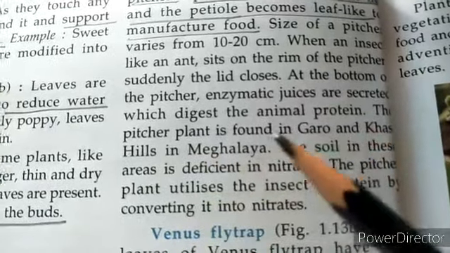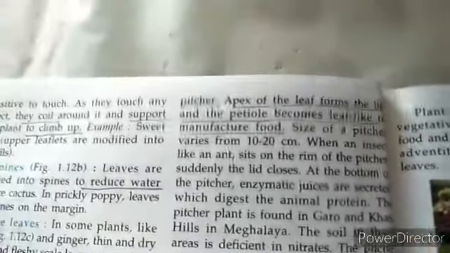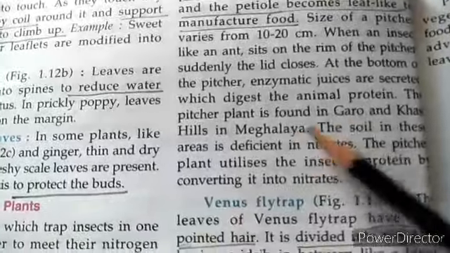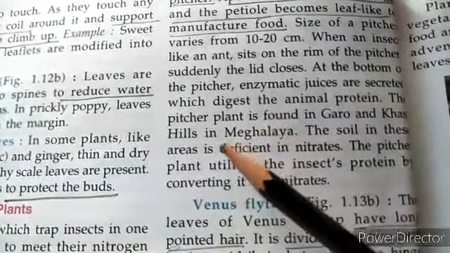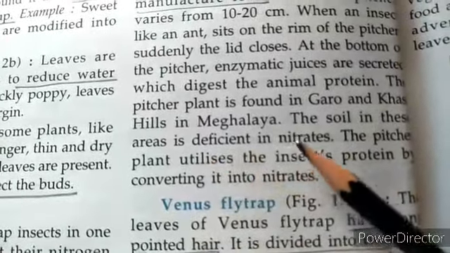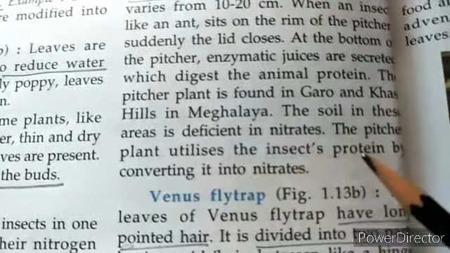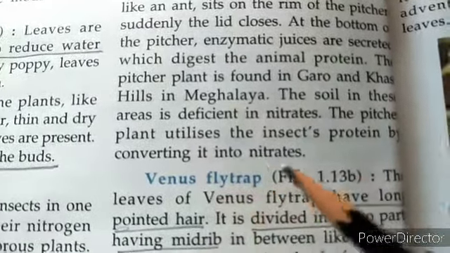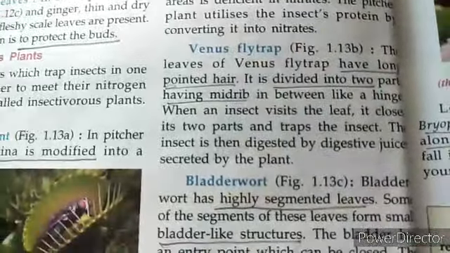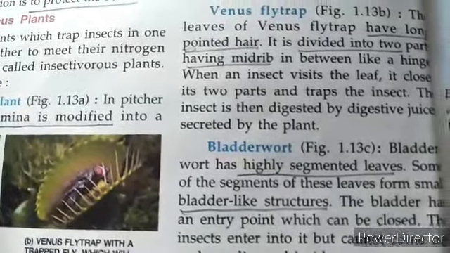The pitcher plant is found in Garo and Khasi Hills in Meghalaya. So generally these pitcher plants are found in Meghalaya. The soil in these areas is deficient in nitrates. The pitcher plant utilizes the insect's protein by converting it into nitrates, and therefore it helps the plant to get the necessary nitrates.